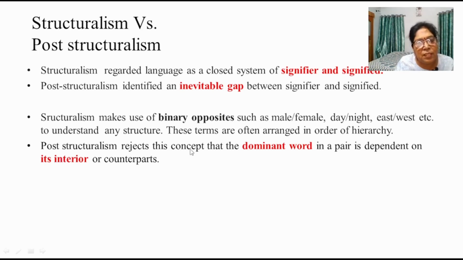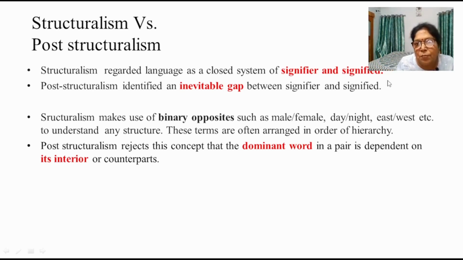While post-structuralists reject this concept. Why do they reject it? Because the dominant word in the pair is dependent on its inferior counterpart. So, post-structuralists feel that when we are talking about male and female, day and night, in this combination one word is dominant. In day and night, day is dominant, male and female, male is dominant, east and west, east is prominent. So, that is why they reject this concept, because the dominant in one pair is dominant and so is another pair. So, they reject this concept of binary opposites.